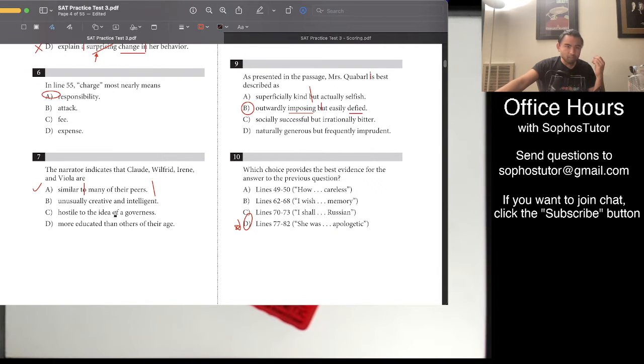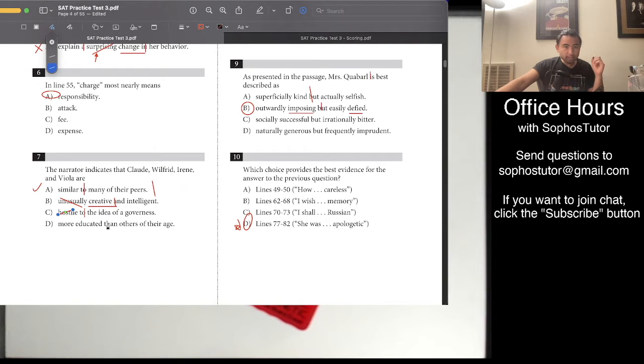Okay. Unusually creative. All right, again, we saw creative, but I don't think it's unusually. We cannot contradict the fact that it's commonplace. Okay. Hostile to the idea of a governess. Hostile, no. Right? We don't see anything of hostility. Hostility would imply that they're almost violently against a governess.